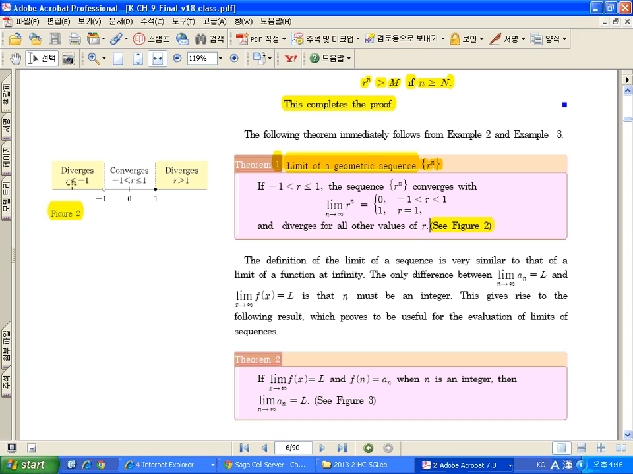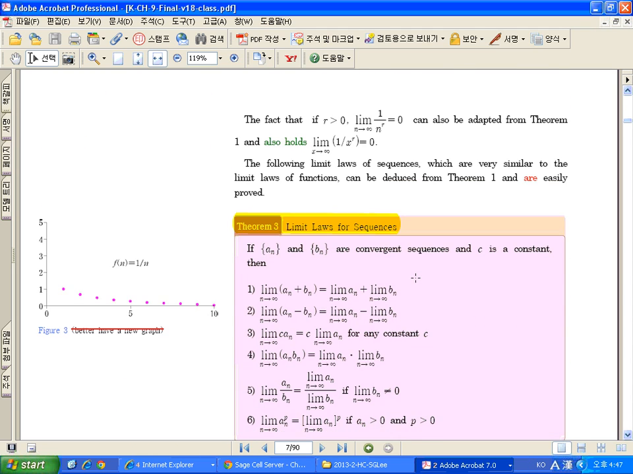So for the value r which is bigger than 1, it always diverges. For any value of r which is less than or equal to minus 1, it diverges. But it converges when r is in between minus 1 and 1, and when r is equal to 1. Okay, and those are what you already know.